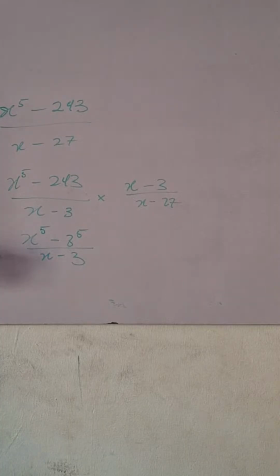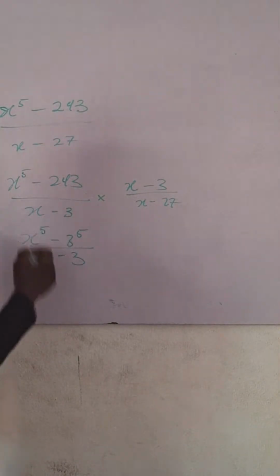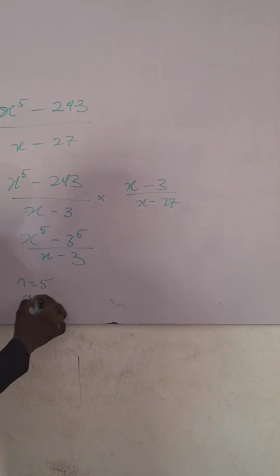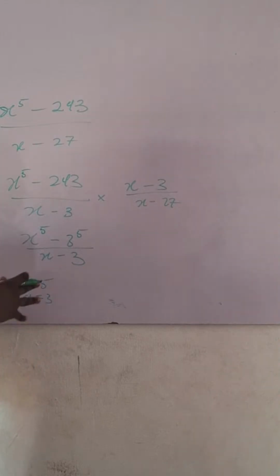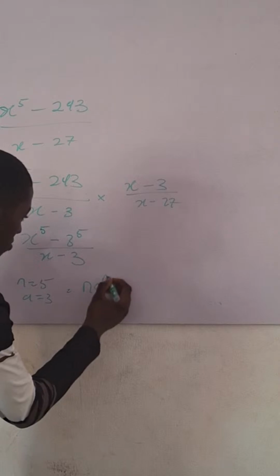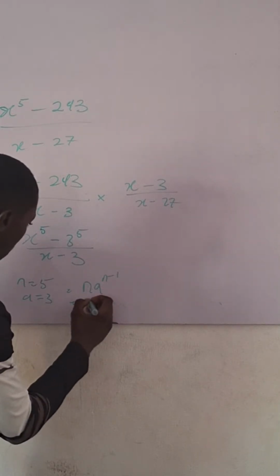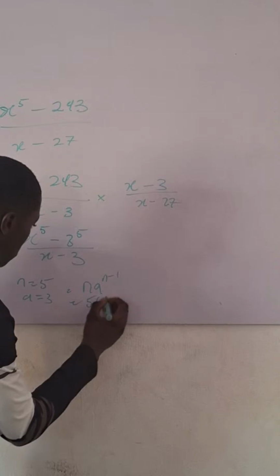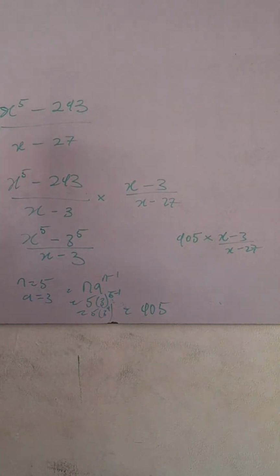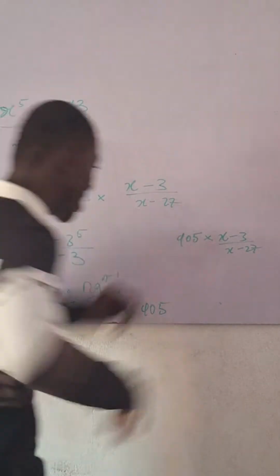Yes, we can use the formula for this one. So in this case, n is what? n is 5, a is 3. And the formula is n a raised to power n minus 1. So that will be 5 into brackets. So now, how can we do this? I can rewrite this.